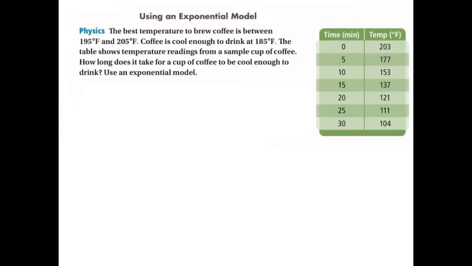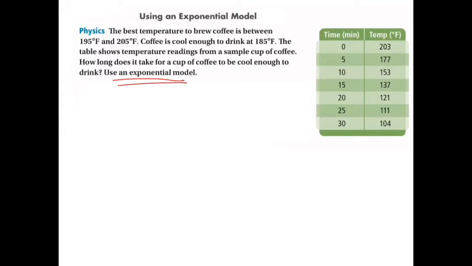So here we want to use this information, and we're going to solve this problem using an exponential model. It says the best temperature to brew coffee is between 195 degrees Fahrenheit and 205 degrees Fahrenheit. Coffee is cool enough to drink at 185 degrees Fahrenheit. The table shows the temperature readings for a sample cup of coffee. How long does it take for a cup of coffee to be cool enough to drink? Use an exponential model.